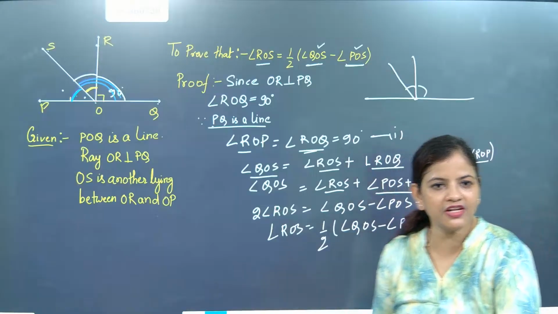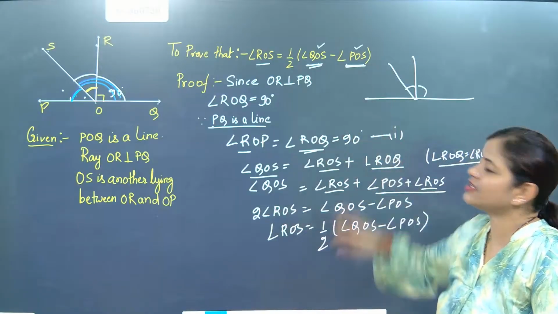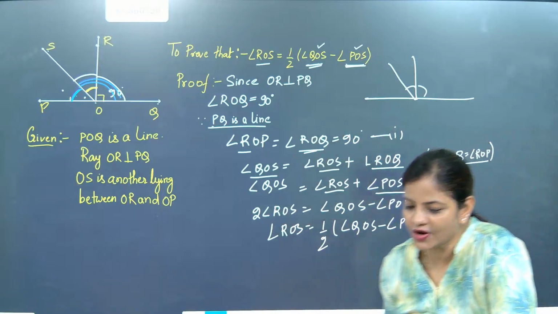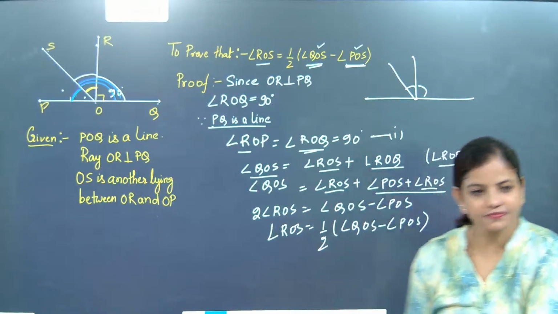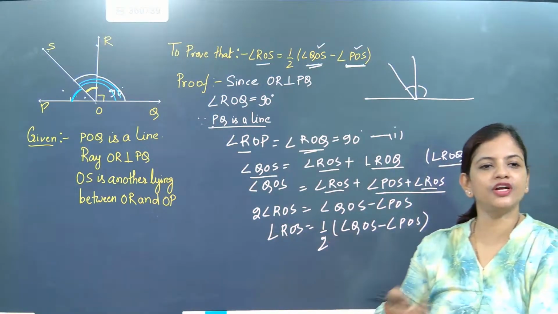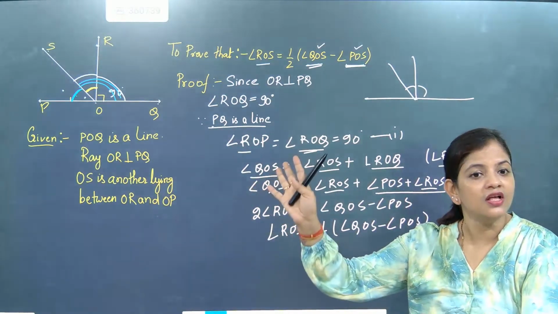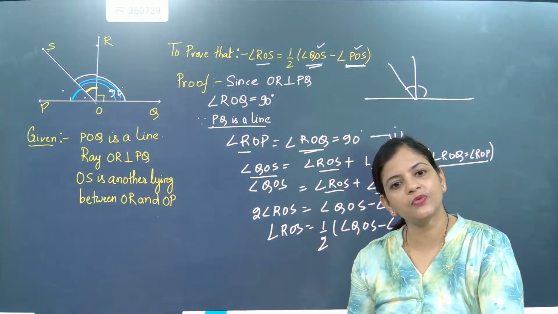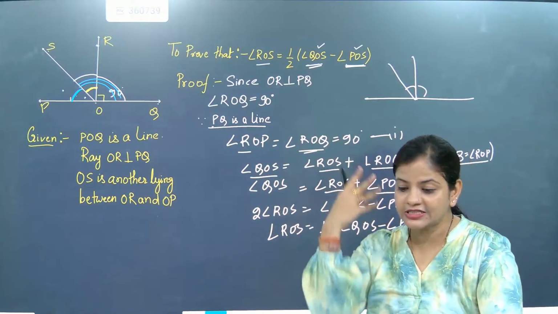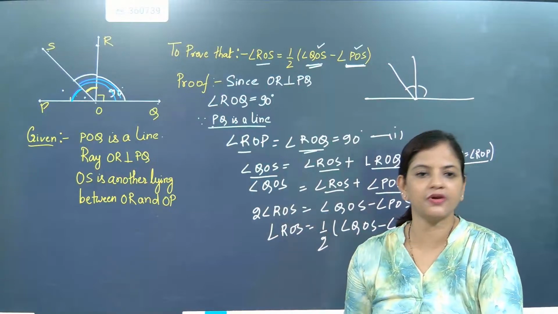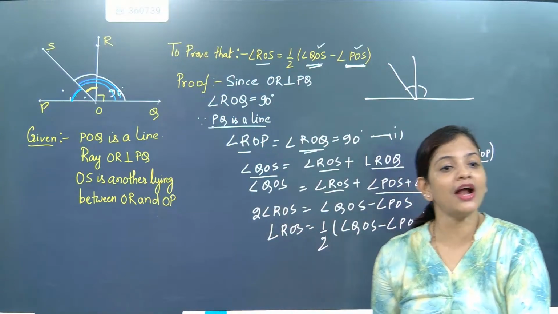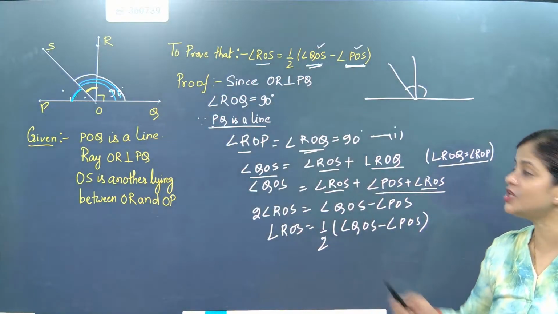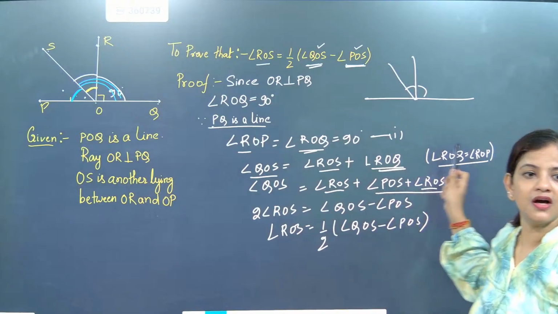Now I hope you might have understood ROQ, ROS, QoS and POS. Did you understand now? Say yes. ROQ is equal to 90 degree, but we never use that 90 degree. I told, can I subtract? You people are telling, yes, subtract. No, you can't subtract there. What you had to do is substitute ROQ is equal to ROP.